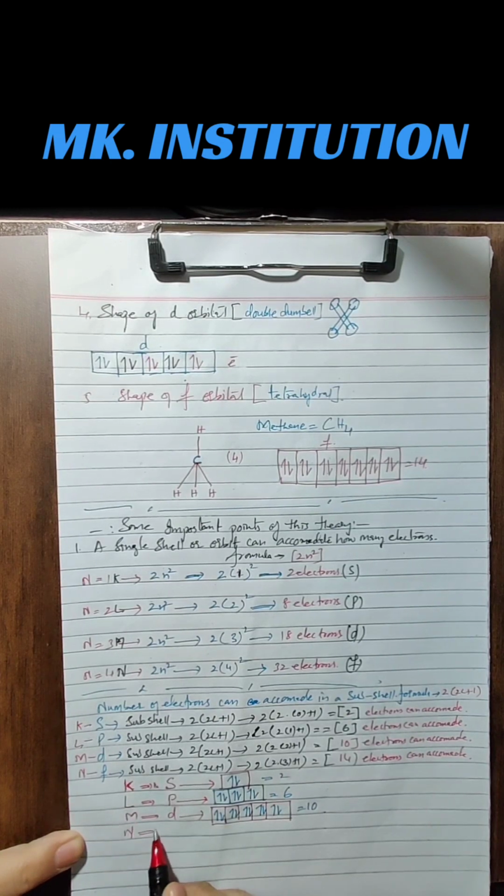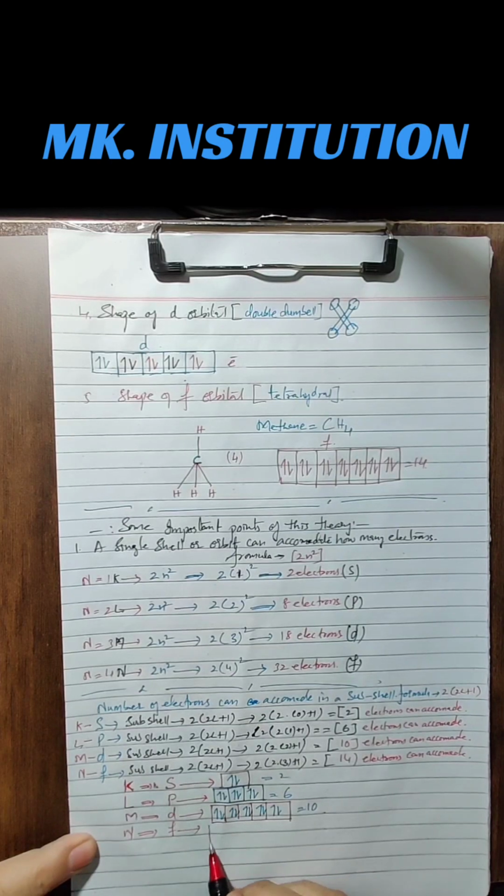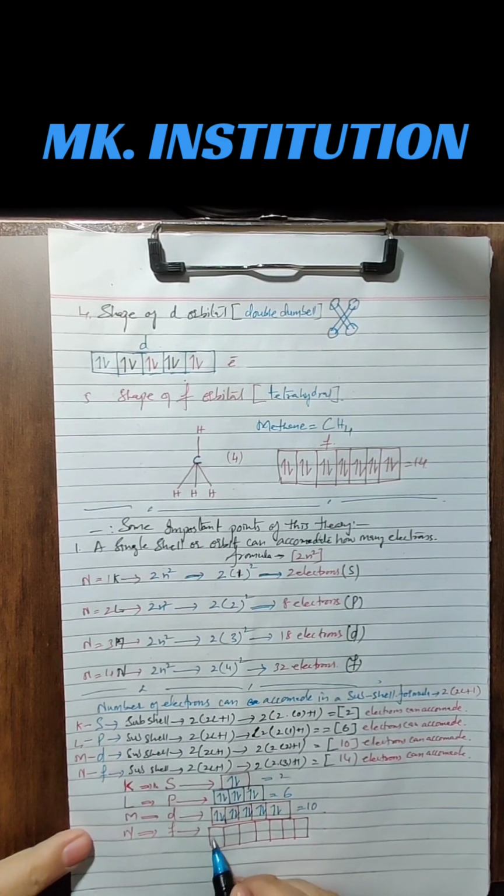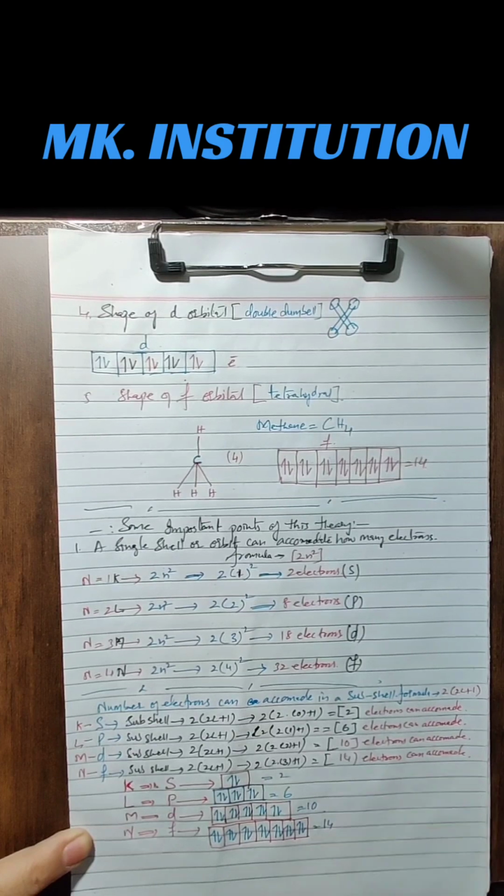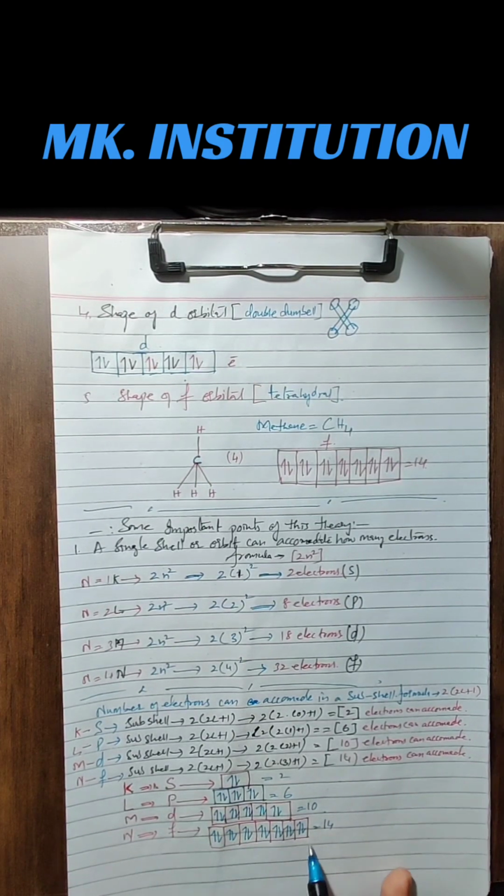Clear? Now next one is the N shell. What is the subshell here? F. Now in F, how many orbitals here? Total number of degenerate orbitals is 7. 1, 2, 3, 4, 5, 6, 7. Clear? Now in this, how many electrons will be there? 1, 2, 3, 4, 5, 6, 7, 8, 9, 10, 11, 12, 13, 14. 14. Clear? The boxes show the orbitals. Orbital is nothing but a space, and the space will be very near to the nucleus. Clear?